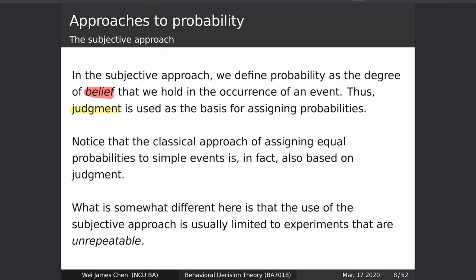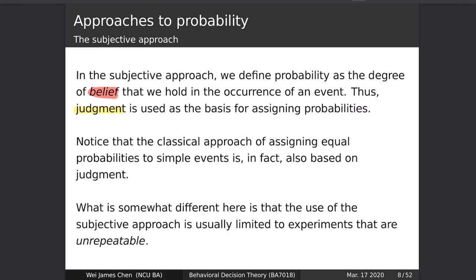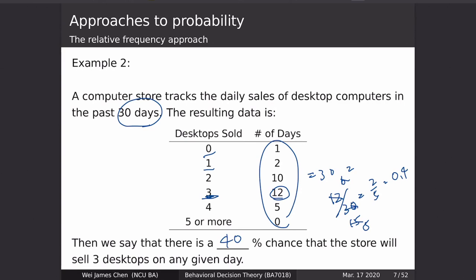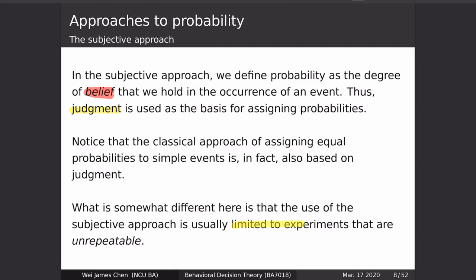So when do we need this judgment? Basically, if we can run the same experiment many, many times to try out the probability, then we can simply use the previous approach, the relative frequency approach. Here, it is exactly because we have a limit to experiment, so that we cannot really repeat the experiment. And that's why we need this subjective approach.